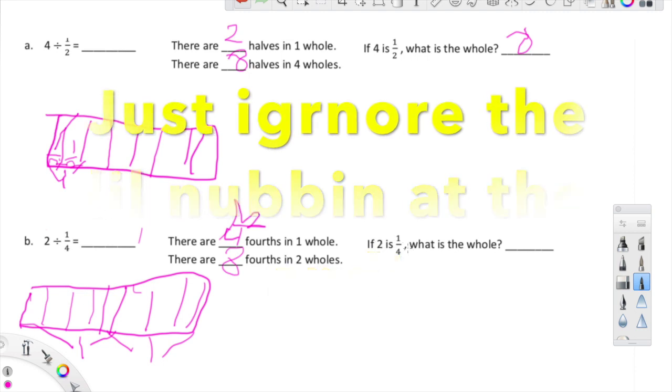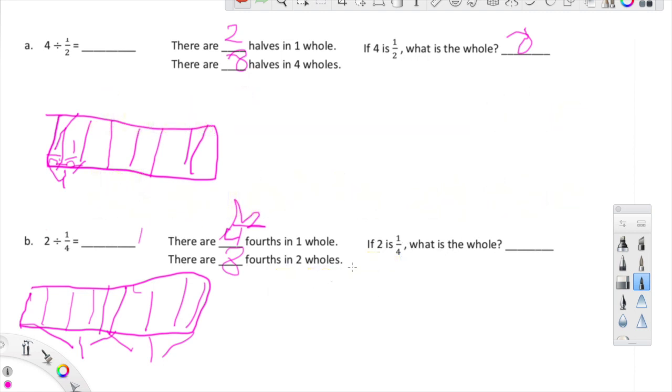If 2 is 1/4, what is the whole? Well, the answer, or whole, is 8. So that's how we do this.